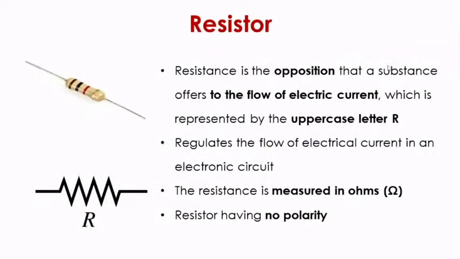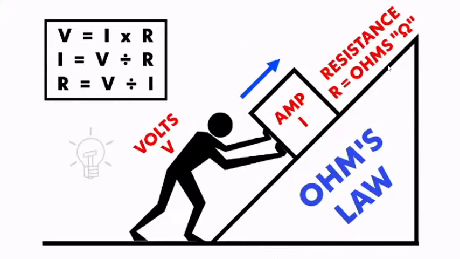The next component is the resistor. All of you have used the resistor in your projects. Resistance is nothing but opposition offered by any substance to the flow of electric current. It is denoted by uppercase letter R. It is measured in ohms. It doesn't have polarity like positive or negative terminal. You can use either of these ends as positive or negative.